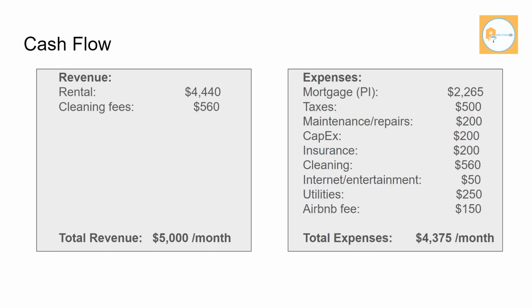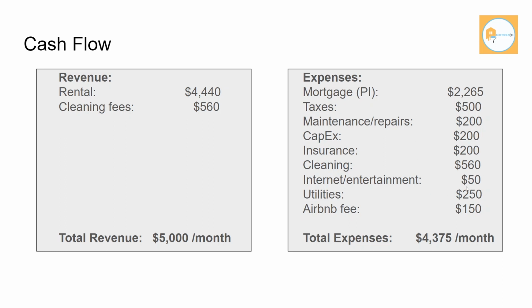Now for the expenses, this is just to show everything in one table. The mortgage, principal, and insurance payment is going to be $2,265, taxes $500, maintenance repairs $200, capex $200, insurance $200. Cleaning is per booking, and we assumed 7 bookings per month, so that's going to be $560. Entertainment, internet is going to be $50. Utilities, $250. Airbnb fee, which is 3% of the total revenue here, is going to be $150 per month.